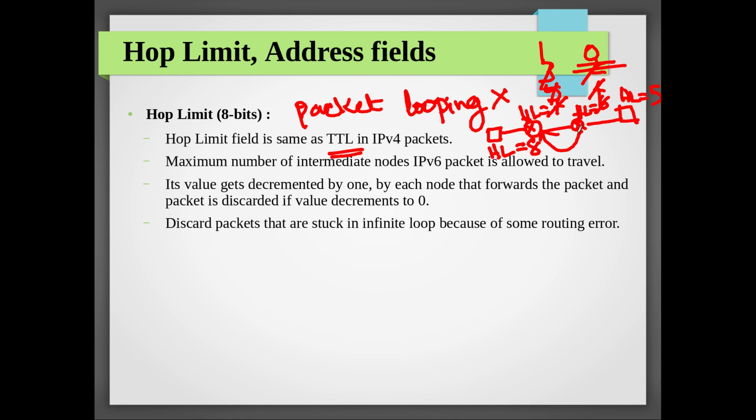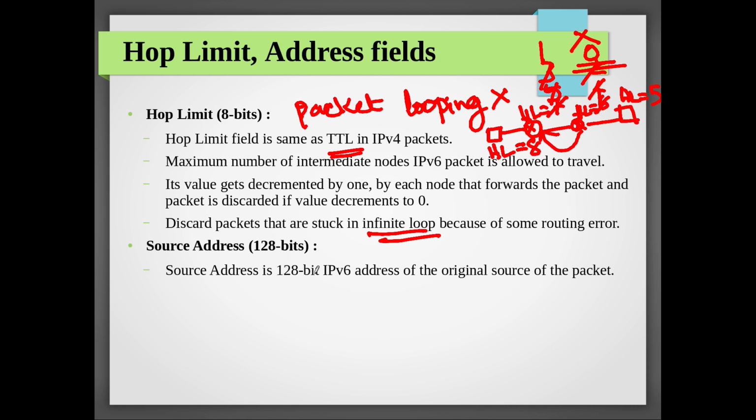So an intermediate router is getting a packet with a hop limit that after decrementing becomes 0. So definitely this packet will be discarded by the router, because it is simply creating a loop, and definitely it is not going to reach the receiver. So that is the idea. It discards the packet that is stuck in an infinite loop because of some routing error.